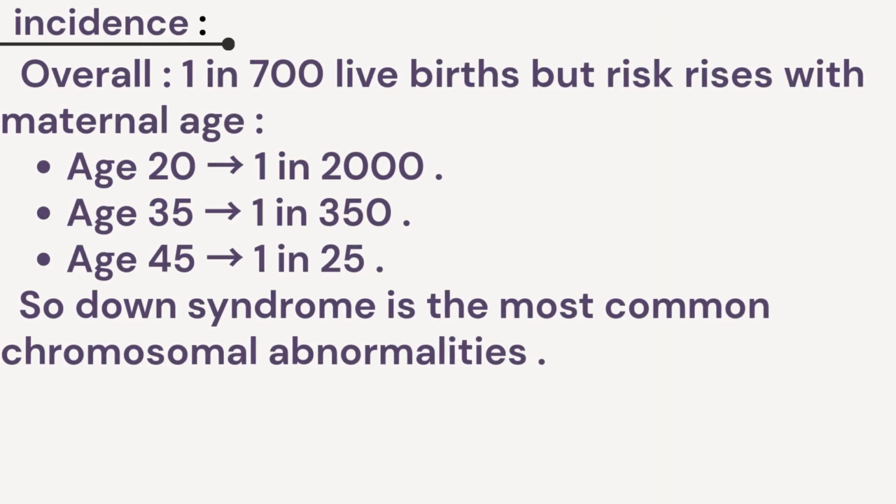Now, let's talk about incidence. The incidence rates are as following. Overall it affects 1 in every 700 live births, but risk rises with maternal age, as the research showed that at the age of 20, it affects 1 in 2,000 live births, while at the age of 35, it affects 1 in 350 live births, while after the age of 45, it affects 1 in 25 live births. So put in your mind that Down syndrome is the most common chromosomal abnormality.